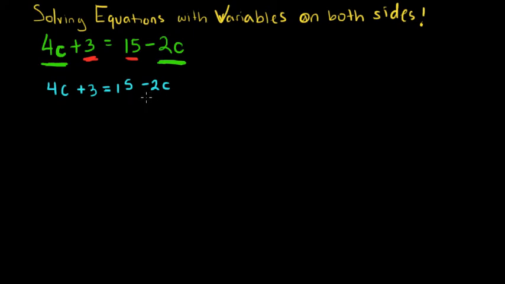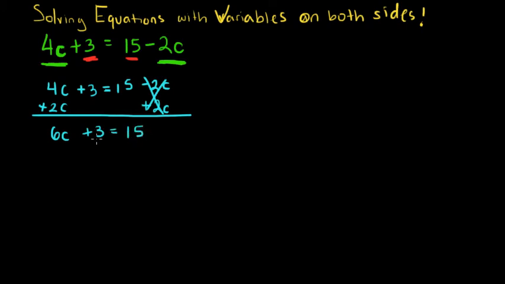So I'm going to start off by adding 2c to both sides. This Sneetch with a star, or a variable, needs to move over here to the other side with the other Sneetches. I'm adding 2c to both sides. And those will cancel out. 4c plus 2c, that's 6c. So I have 6c plus 3 equals 15.